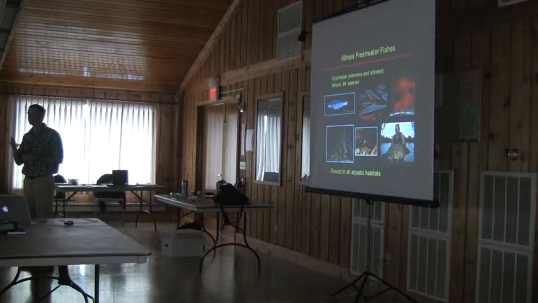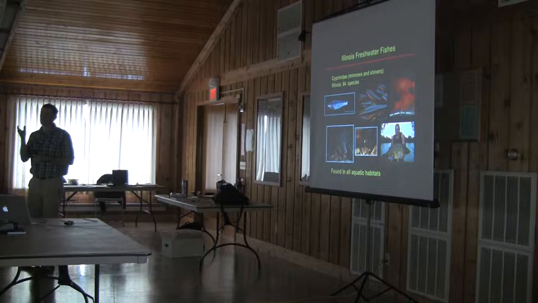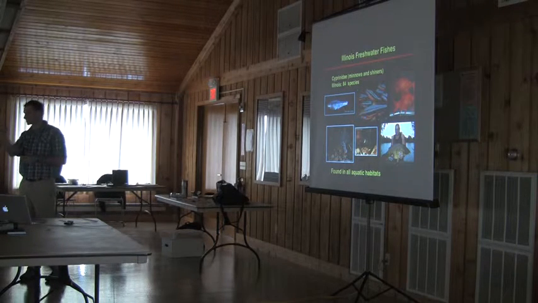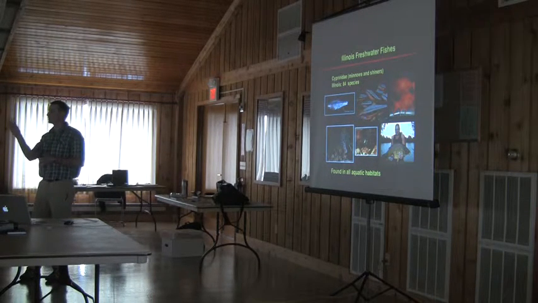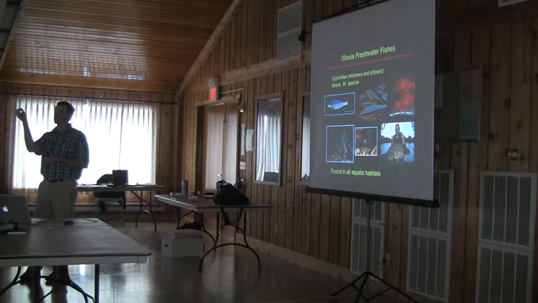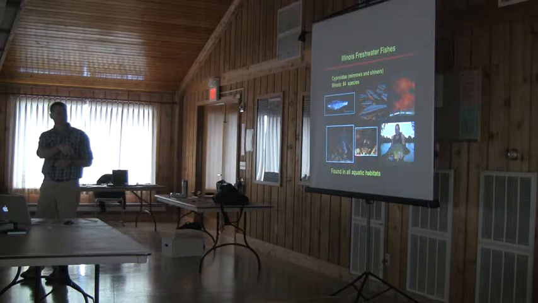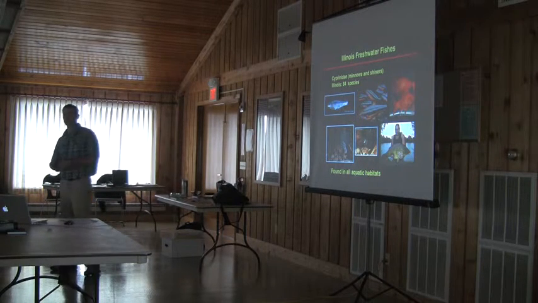Bluntnose minnow is probably our most common minnow. The male will have a nest set up on the underside of a flat rock. The female will come in, and they'll invert themselves. The female will lay the eggs, which are adhesive, on the underside of the rock, and the male will stay in and guard that nest, which this individual is doing here.